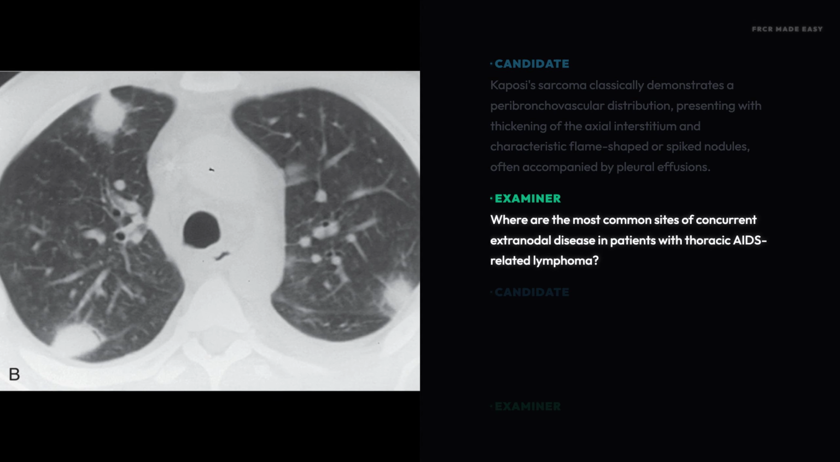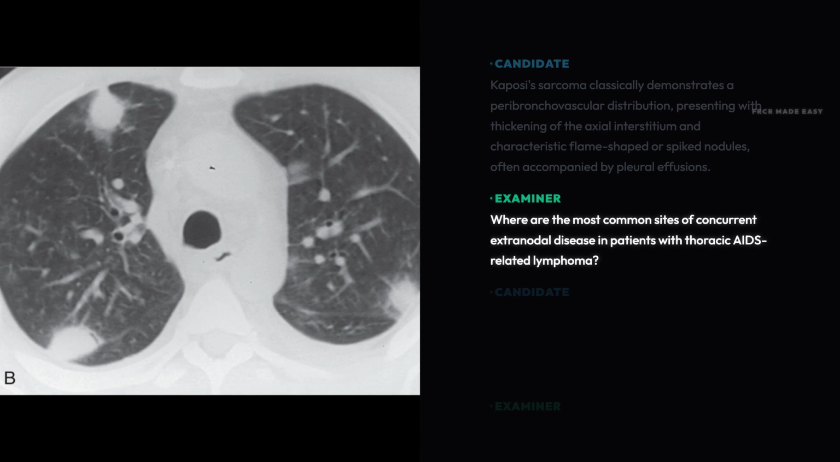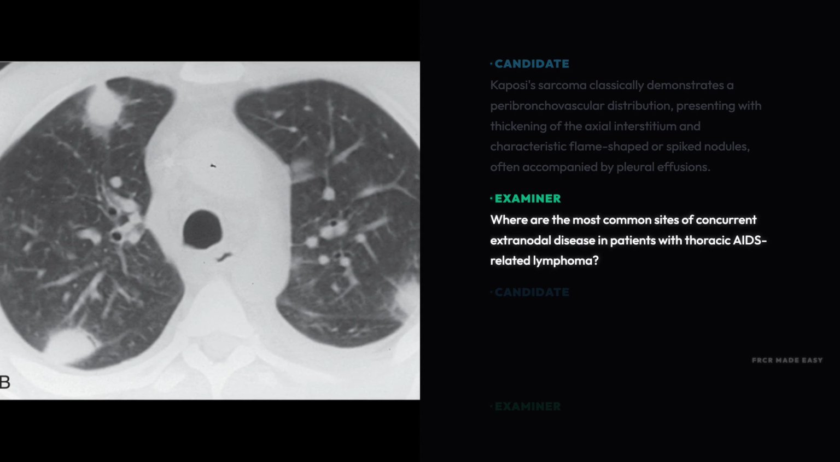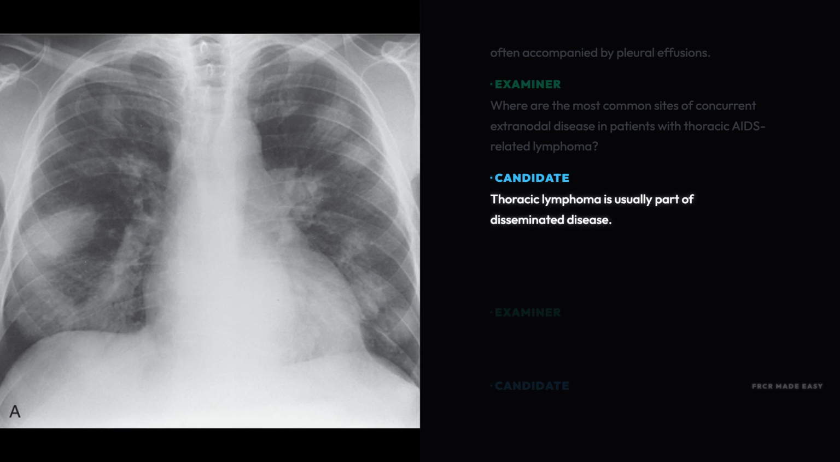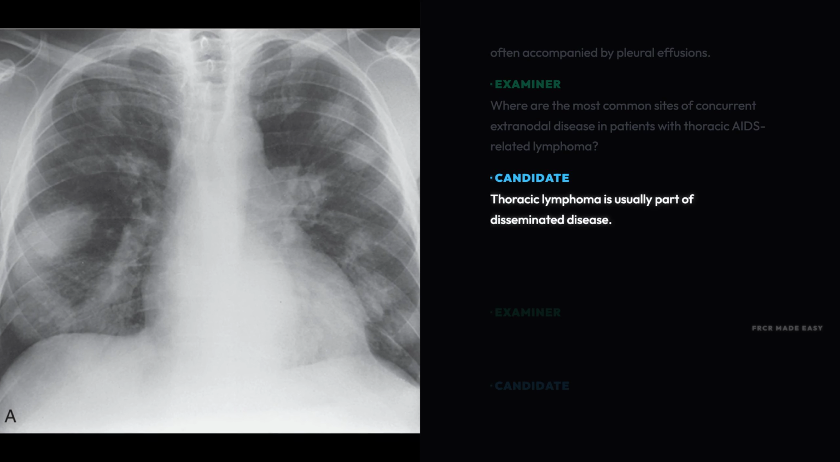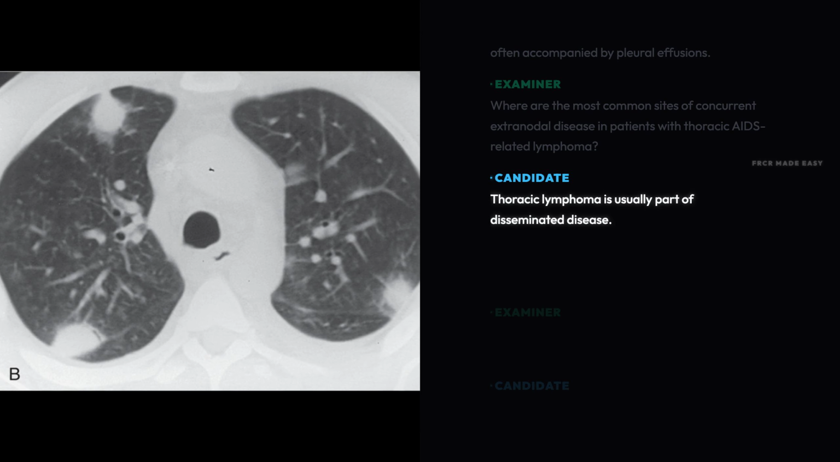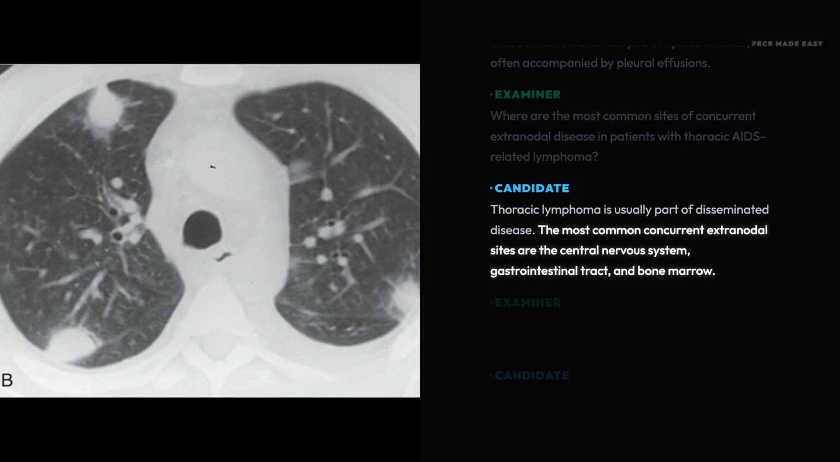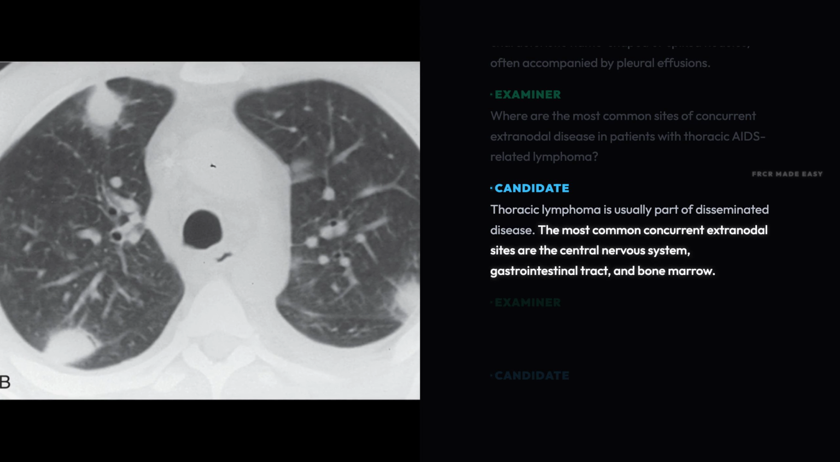Where are the most common sites of concurrent extranodal disease in patients with thoracic AIDS-related lymphoma? Thoracic lymphoma is usually part of disseminated disease. The most common concurrent extranodal sites are the central nervous system, gastrointestinal tract, and bone marrow.